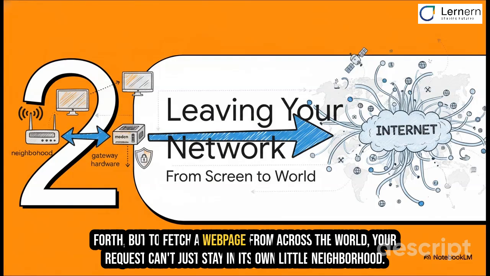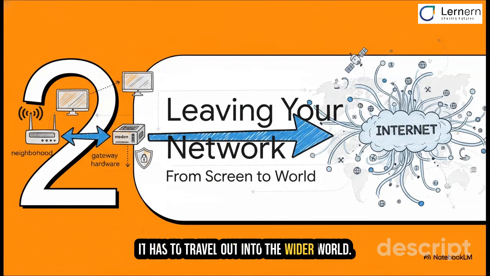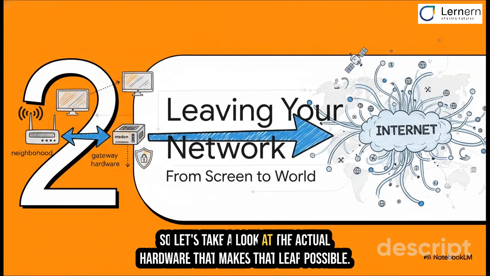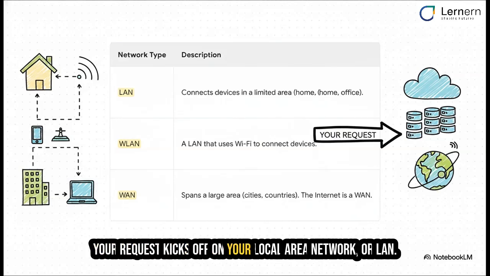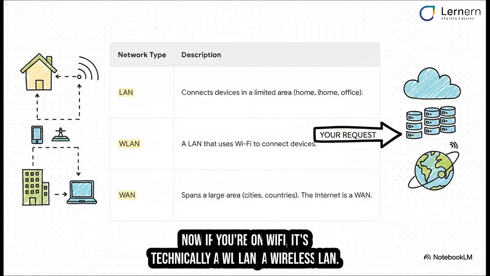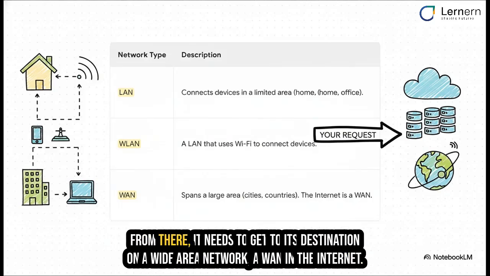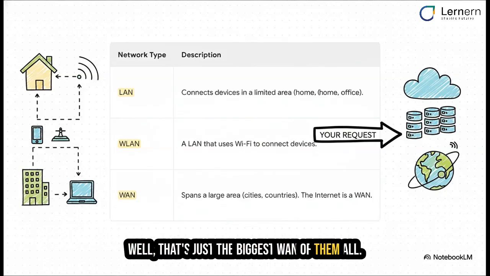But to fetch a web page from across the world, your request can't just stay in its own little neighborhood. It has to travel out into the wider world. So let's take a look at the actual hardware that makes that leap possible. Okay, so this table kind of maps out the different scales of our journey. Your request kicks off on your local area network, or LAN. Now, if you're on Wi-Fi, it's technically a WLAN, a wireless LAN. From there, it needs to get to its destination on a wide area network, a WAN. And the internet, well, that's just the biggest WAN of them all.